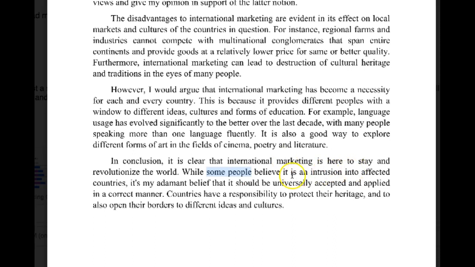Some people believe it is intrusion into affected countries. It is my adamant belief that it should be universally accepted and applied in a correct manner. Countries have a responsibility to protect their heritage and to also open, we have never mentioned protecting their heritage. Not really. Okay, we never mentioned it, so we shouldn't really introduce new arguments into the conclusion. Okay, and to also open the borders to different ideas and cultures. Okay, good. So a bit more repetition of the same vocabulary. Okay, another thing that we need to avoid.